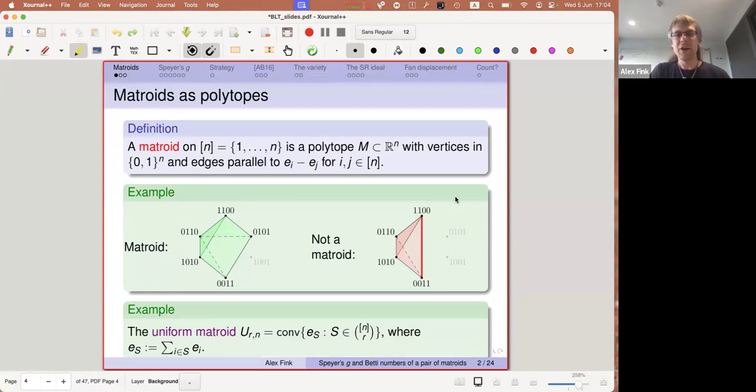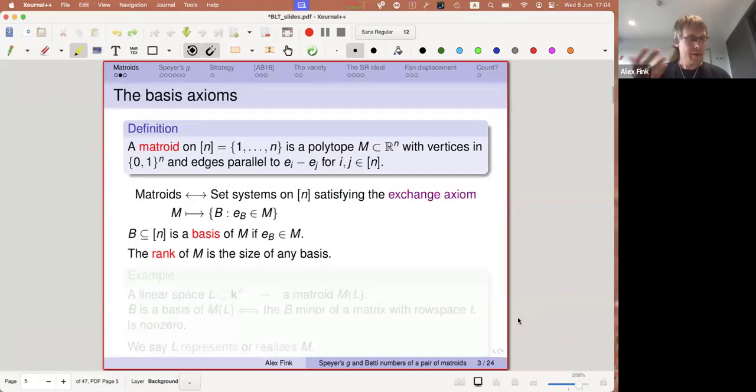Another example is if I take the convex hull of all the 0-1 vectors whose entries have a certain sum, some integer r between 0 and n inclusive, I get the hypersimplex, which in this language for matroids is the uniform matroid denoted U_{r,n}. So in terms of a more familiar matroid axiom system, what we're doing is encoding the bases of a matroid as 0-1 vectors, and then taking their convex hull.